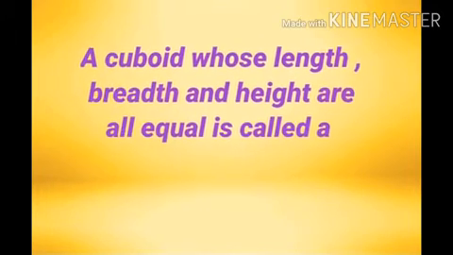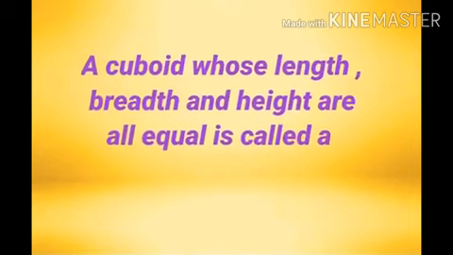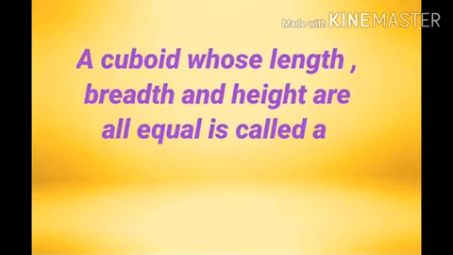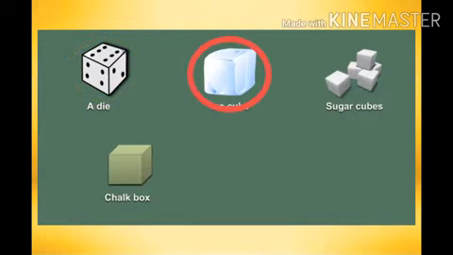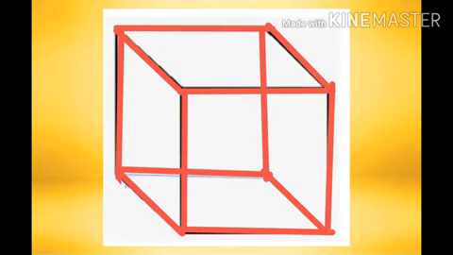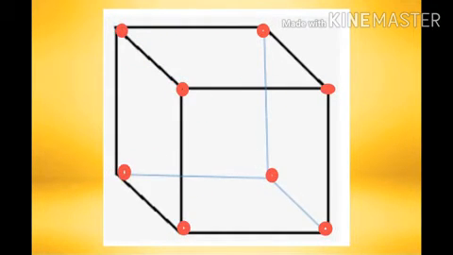A cuboid whose length, breadth and height are all equal is called a cube. A dice, ice cubes, sugar cubes, chalk box are examples of a cube. A cube has 6 square faces, 12 edges and 8 vertices.